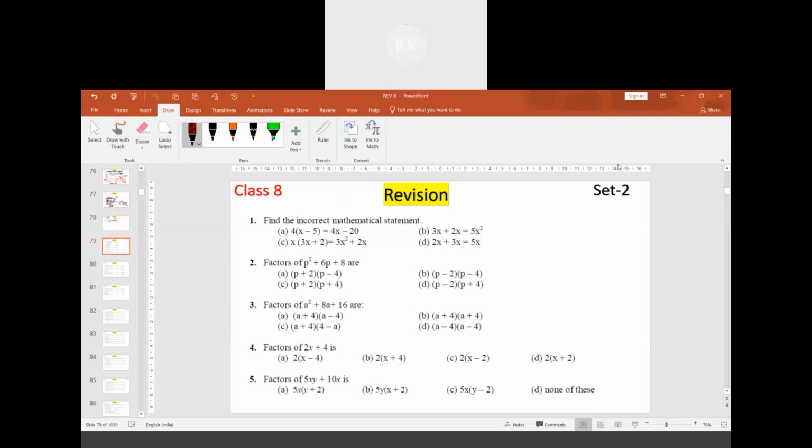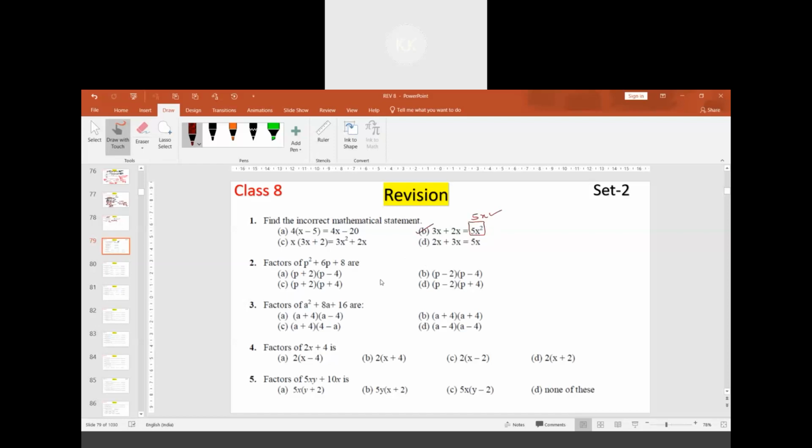So that was related to set 1. Now we have set 2. In this there are a few questions which are different from the previous. First question is to identify the incorrect mathematical statement. Option B is incorrect. Here, instead of 5x square, if it is 5x, then only it will be correct.